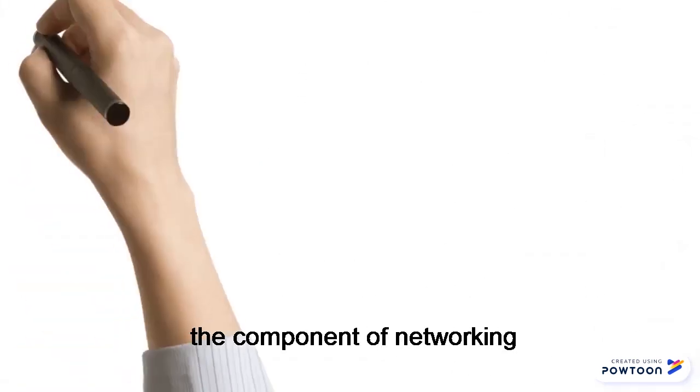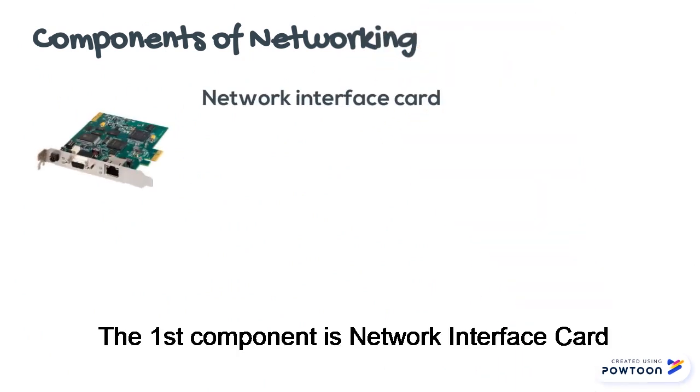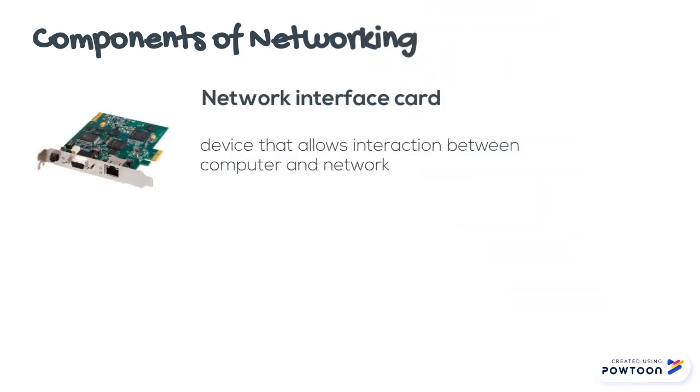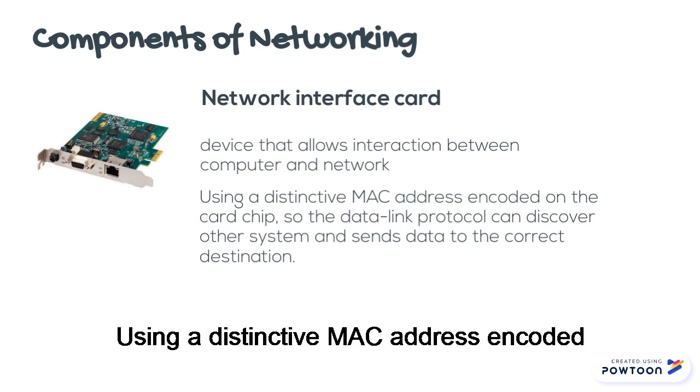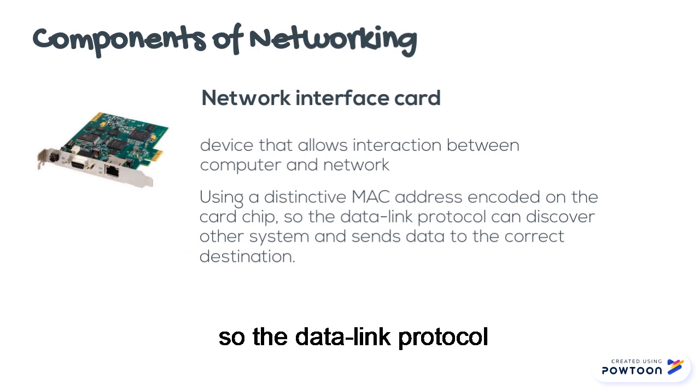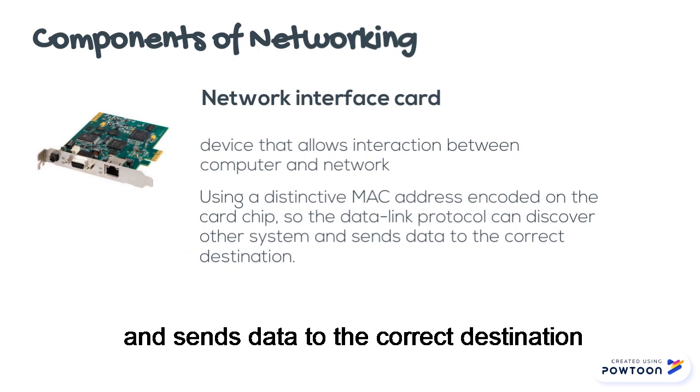So, I'm going to talk about the components of networking. The first component is network interface card. Network interface card is a device that allows interaction between computer and network, using a distinctive MAC address encoded on the card chip, so the data link protocol can discover other systems and send data to the correct destination.